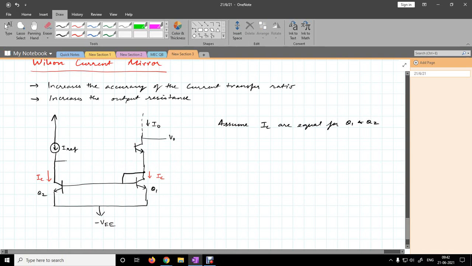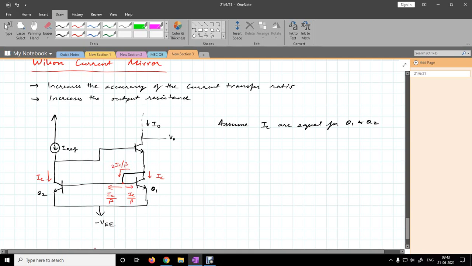Okay, this one goes like this. Now the collector current of Q2 is IC. The collector current of Q1 is IC. So this current has to be IC by beta, and this current has to be IC by beta, which makes this current 2IC by beta. KCL: if you apply KCL at this point, that is what you get.